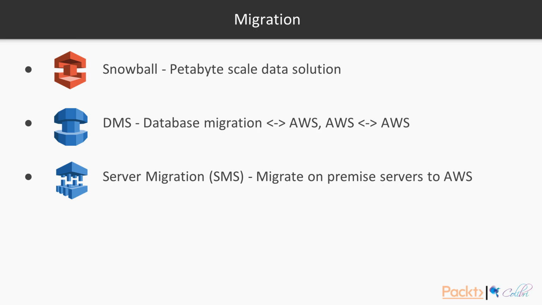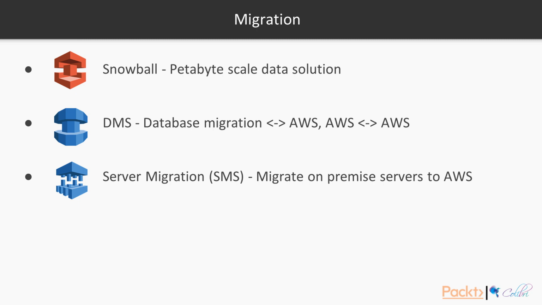Snowball, or import-export, allows you to migrate petabytes of data to AWS. Transferring the data with Snowball is very fast and solves the case when you have a lot of data to transfer, but you are limited by your internet connection and the transfer would take a few weeks or even months.